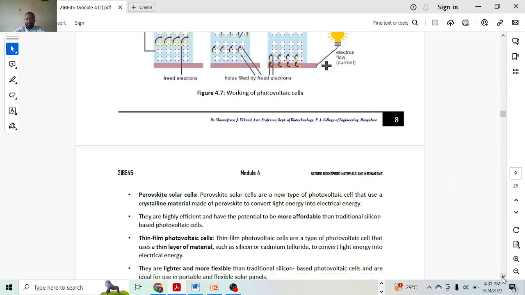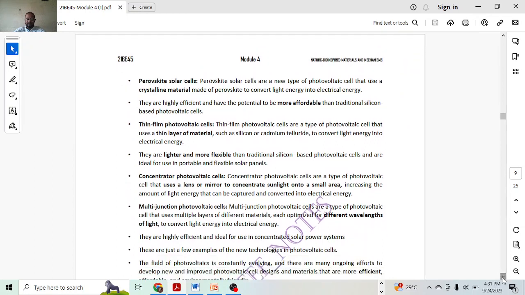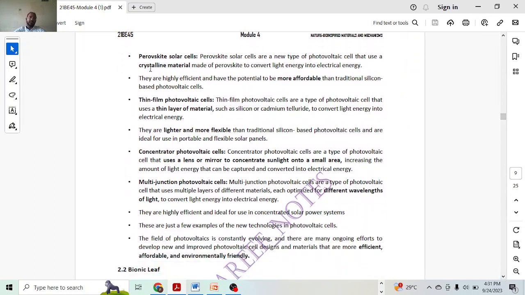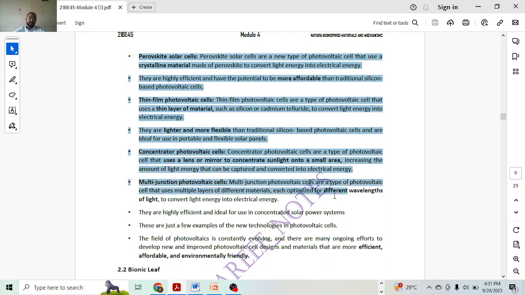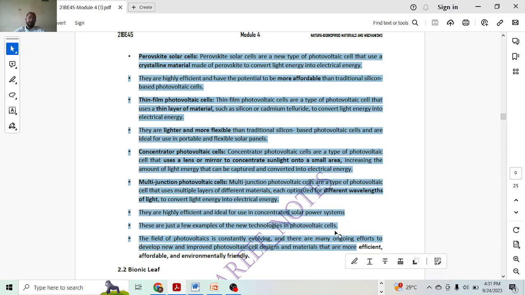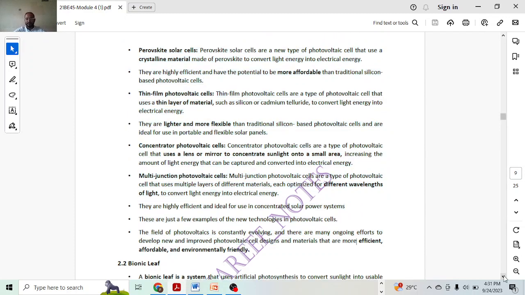If I am the evaluator or the question paper scheme setter, I will divide it like that. And whatever extra information is given, like the current trends such as thin film solar cells, that can be asked for 2 marks. So 1 plus 2 plus 2 marks.